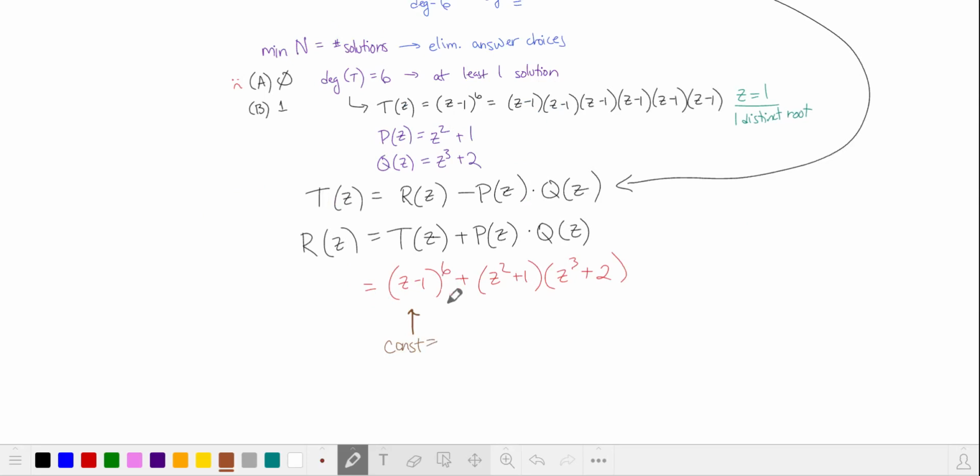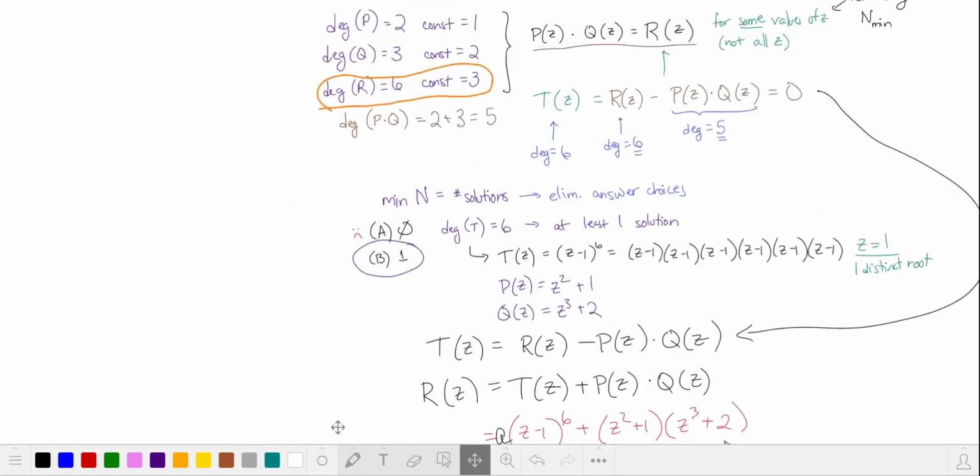And we'll substitute. We need the constant term of r to be 3. And we see that the constant term for this first polynomial raised to the 6th power is 1. This constant term is 1, and the constant here is 2. Multiplied together, we get 2. And we do, in fact, get a constant term of 3. If we had chosen different polynomials for t, p, and q, to get the constant term that we want, we could adjust t by multiplying it by some constant. So we see that we can get one solution that's distinct, and we can stop evaluating the other answer choices, and B is our answer.